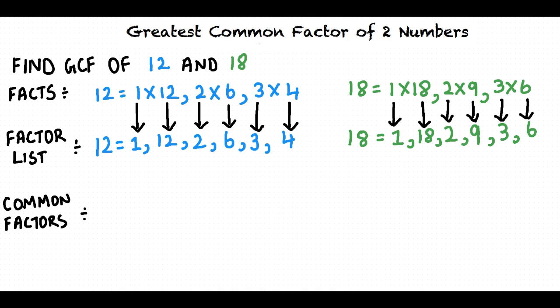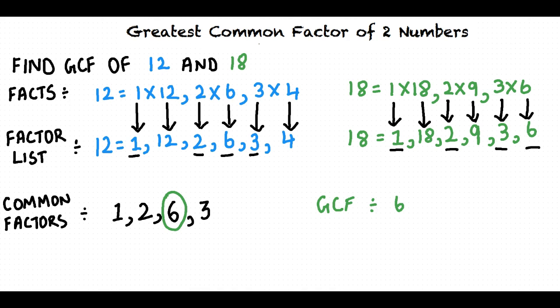The last step would be to identify the common factors from both the lists. The common factors for 12 and 18 are 1, 2, 6, and 3. Remember that the GCF of 12 and 18 would be the greatest number from the list of common factors of 12 and 18. We can see that 6 is the largest number from the list of common factors. Thus, the GCF of 12 and 18 is 6.